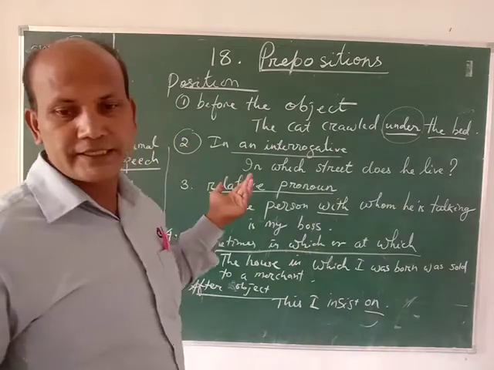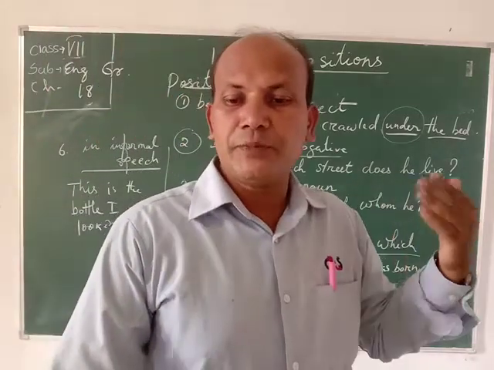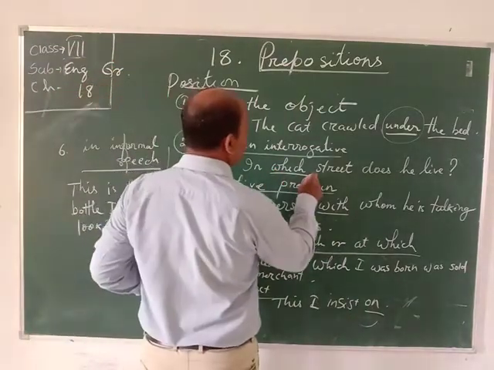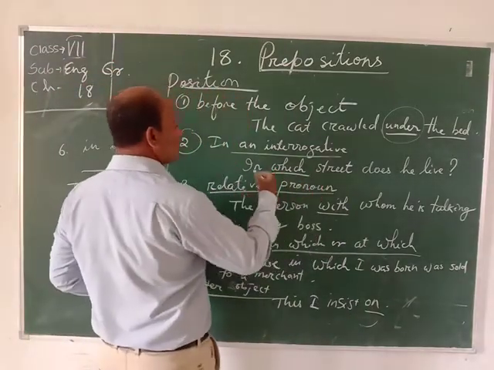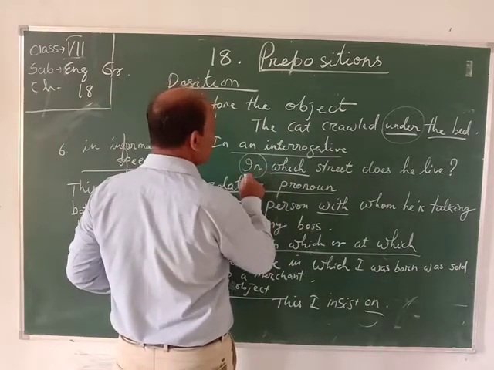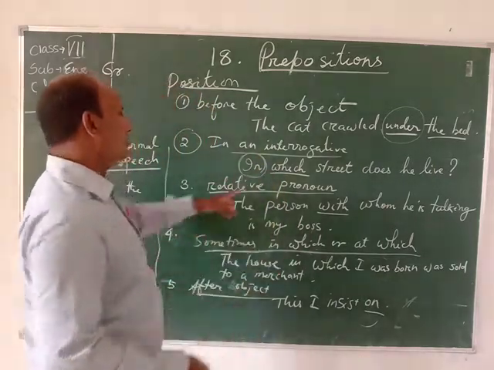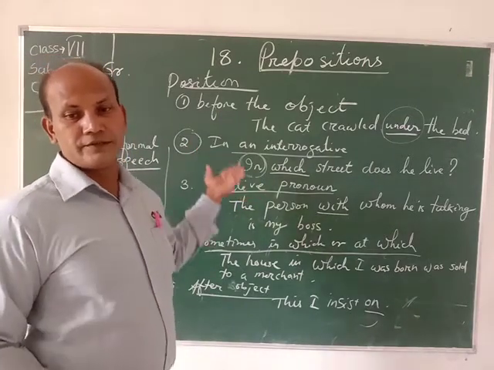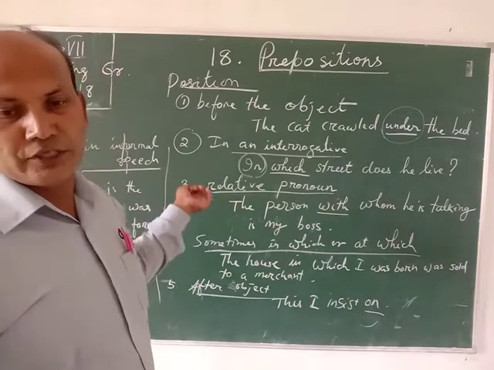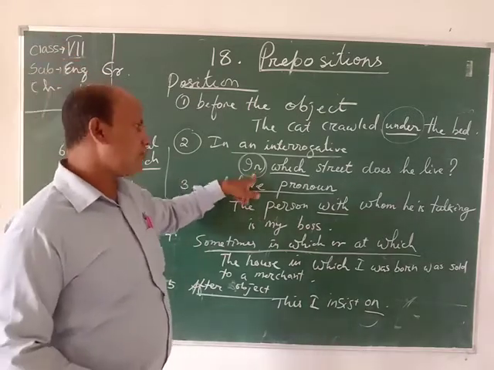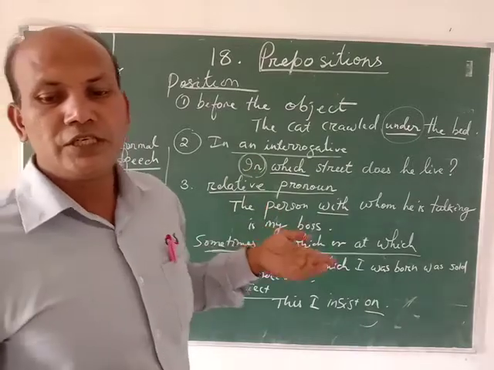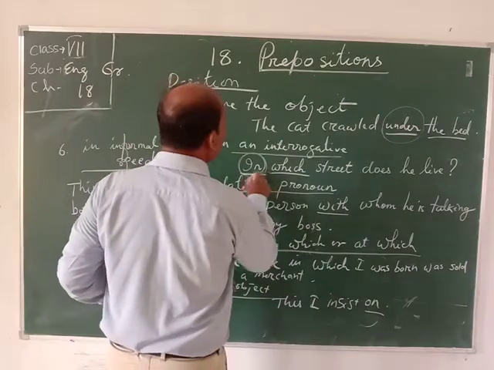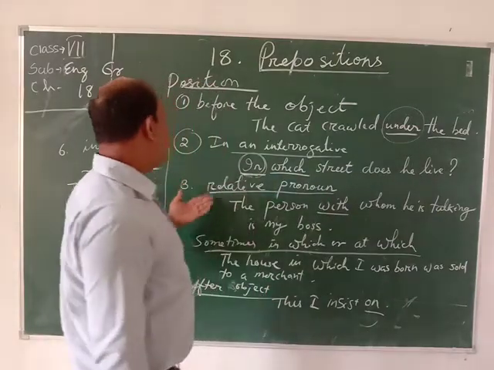In an interrogative sentence, the preposition is often placed before the relative pronoun, just like in which street. Which street does he live on? First, in which. Or, which street does he live on? In an interrogative sentence, the preposition can be at the beginning or at the end. Which street does he live on, or in which street does he live? Either at the beginning or the closing of the sentence, it is used.